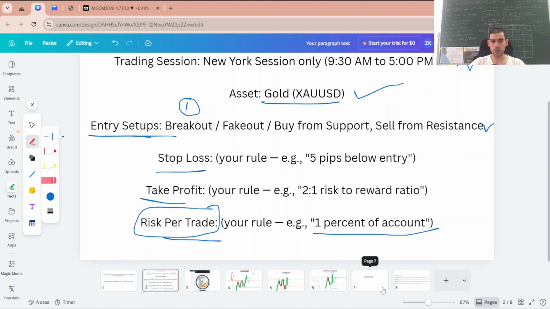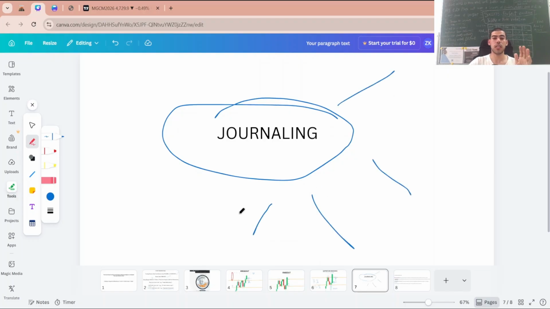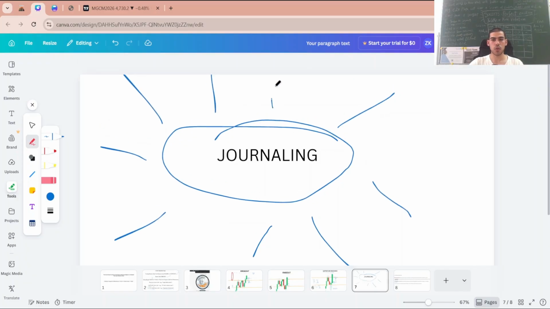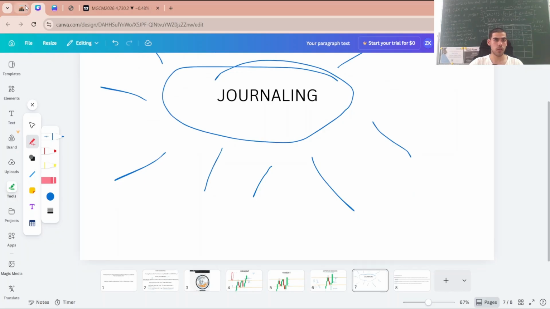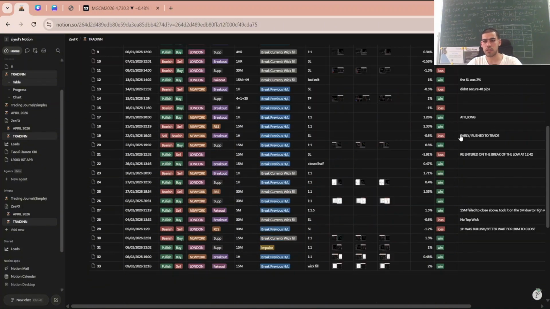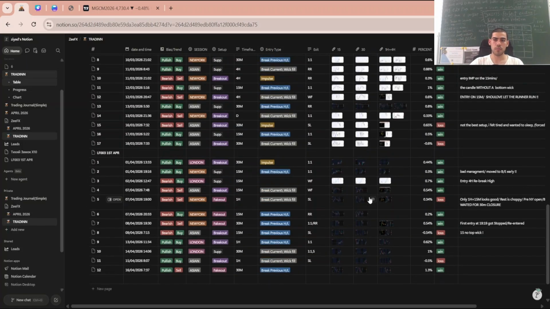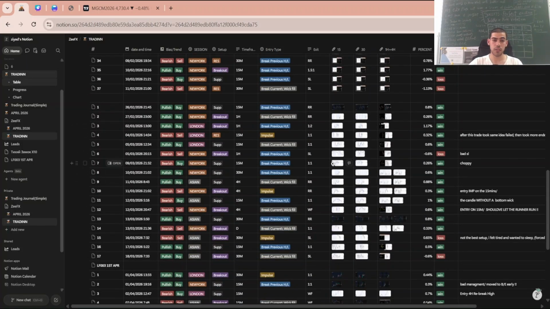So now we talked about the risk per trade. Now the most important of all is journaling, guys. Journaling is what changed my trading journey, and it's very crucial and important for you to journal your trades. As you can see here, this is my trading journal. I've been journaling for quite a long time actually, and I have files with all my trading setups. It's saved in files for 2 years, I guess. I wish I could have started earlier. This has helped me a lot.